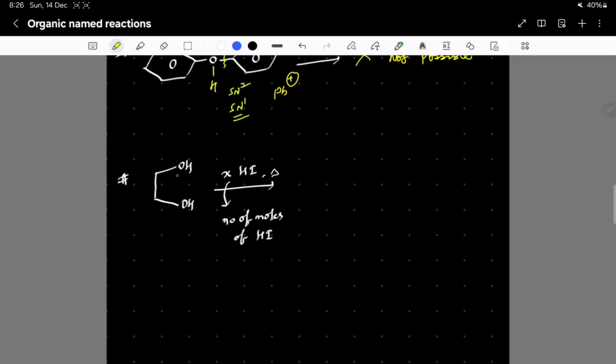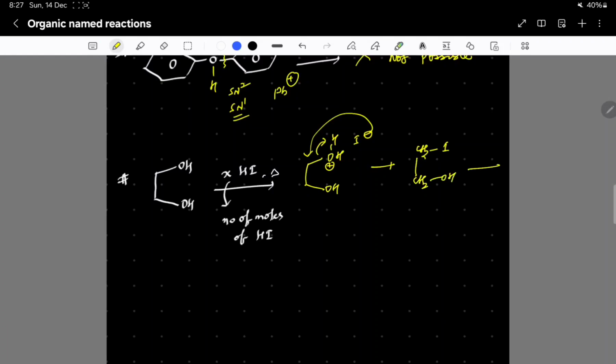Now look at this. For step 1, first we will use 1 equivalent, which forms the protonation of oxygen, and you will get OH. Now I minus will attack; this is the leaving group. I minus will attack, and you will get CH2I. Now I have used 1 mole of HI.